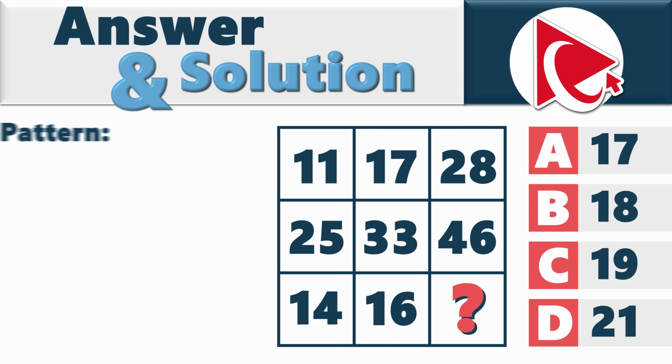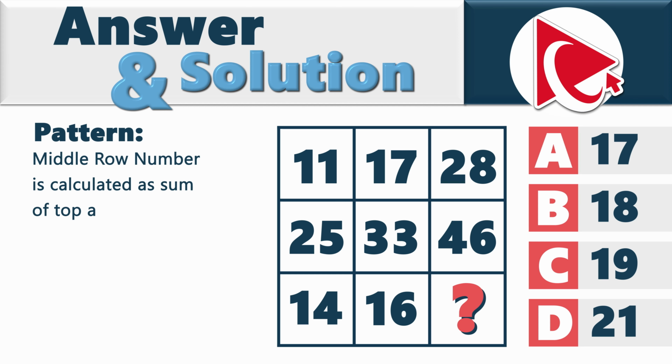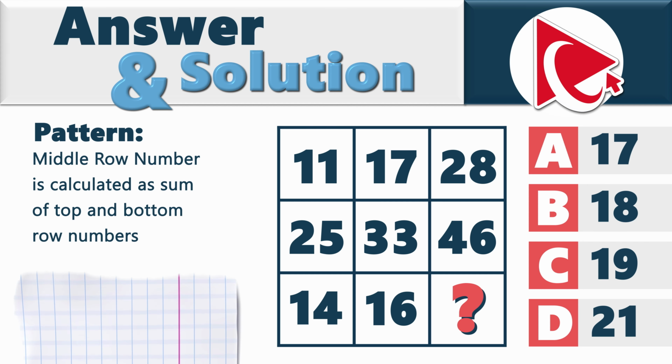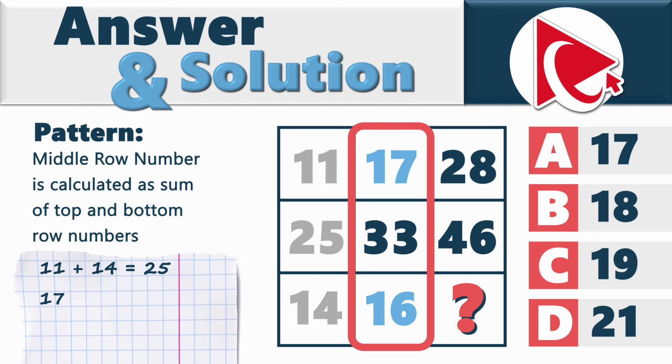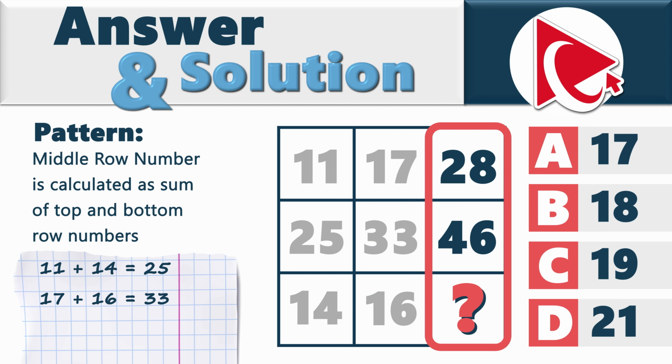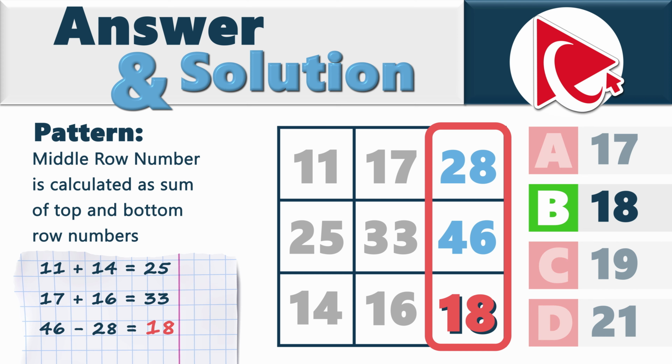So the actual pattern here is that the middle row number is calculated as the sum of top and bottom row numbers. Let's look at the example. Let's start with the first column. 11 plus 14 equals 25. In the second column, 17 plus 16 equals 33. So to calculate the missing number, the math would be 46 minus 28 equals 18. So the correct answer here is choice B, 18.